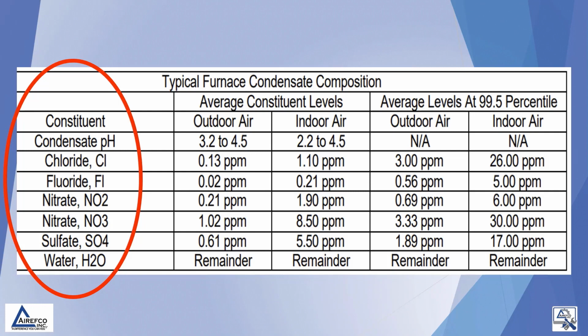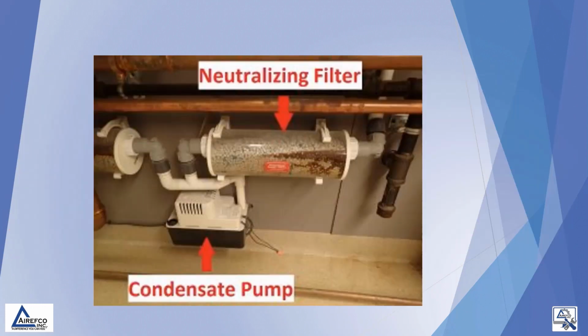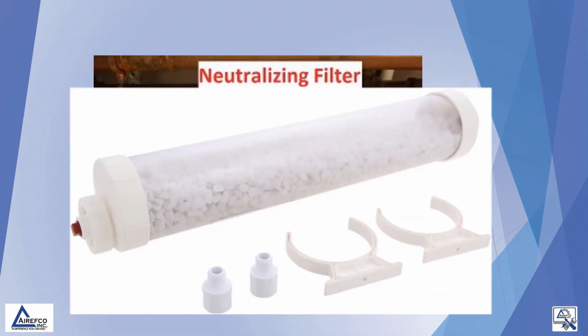So if you're having an issue with an inspector or local code, you should look into a neutralizing filter that's available to run with the condensate line that will neutralize the condensation out of a gas furnace. This will make it acceptable to the inspector and will meet the local codes.